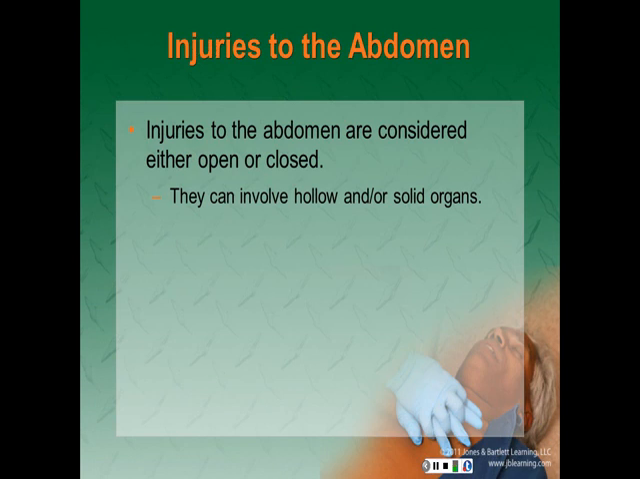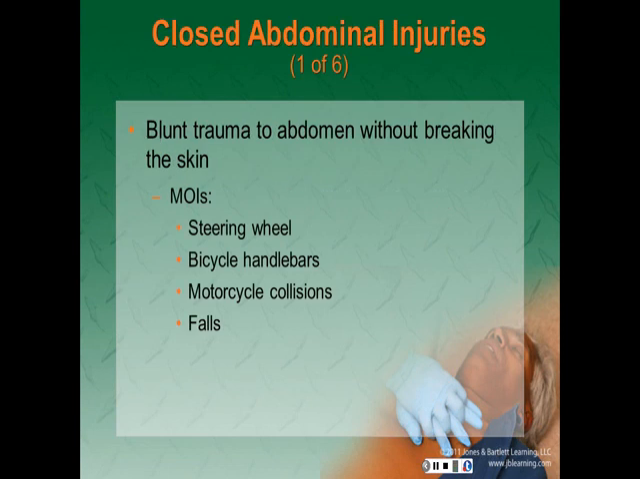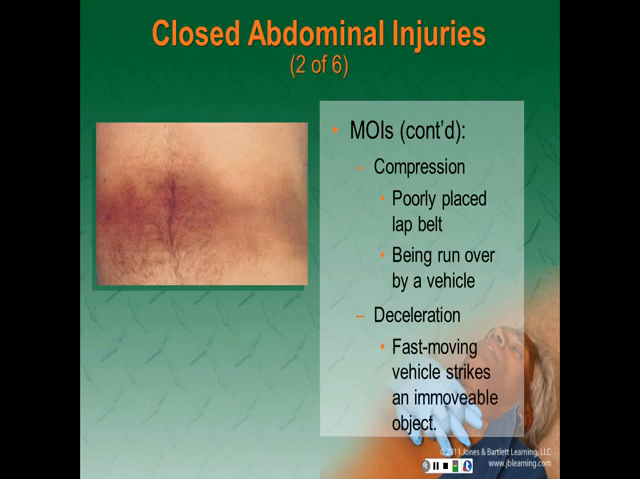Abdominal injuries are considered either open or closed and can involve hollow and/or solid organs. With closed abdominal injuries, blunt trauma occurs without breakage of the skin. Some specific mechanisms of injury that you need to be aware of are the steering wheel, bicycle handlebars, motorcycle collisions, falls, blast injuries, and pedestrian injuries, as well as compression.